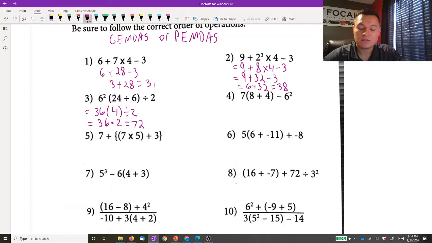Next question. 7, and let's do the parentheses first. 8 plus 4 is 12 minus 6 squared. That's an exponent, so we're going to do that. 6 squared is 36. Next part, 7 times 12. 84 minus 36 equals 48.